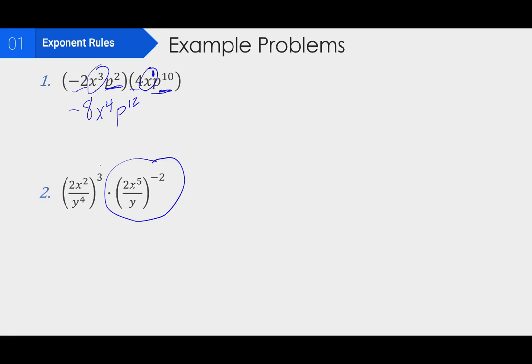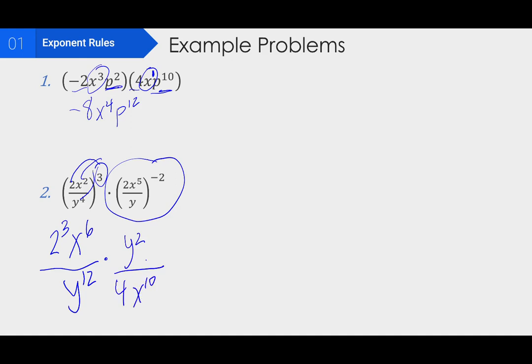All right, number 2, I'm going to distribute this 3 to everything inside, top and bottom. That's going to be 2 to the 3rd power, x to the 6th power, and y to the 12th power. And we already simplified this other one from the last screen, so let me just jump ahead. It was y squared over 4x to the 10th. All right, 2 to the negative 2 comes down, becomes positive 4. X to the negative 10 comes down, becomes x to the 10th. And negative 2 times y to the 1st power is y to the 2nd on top.